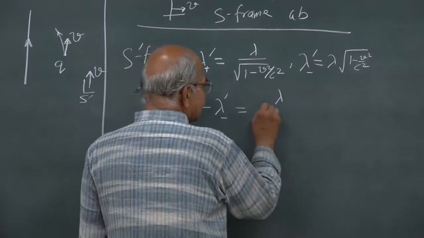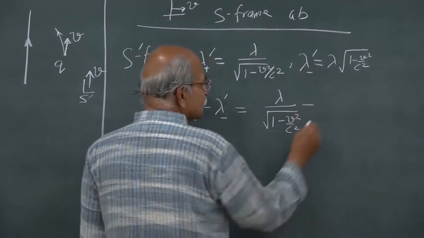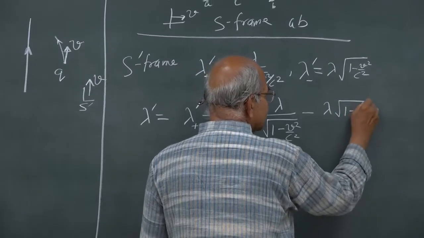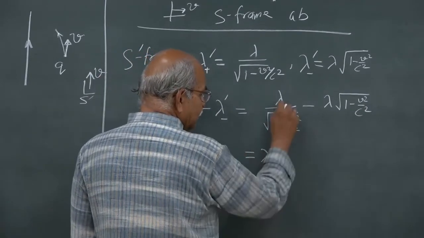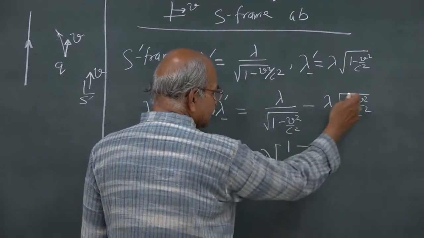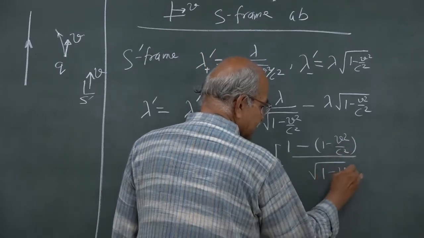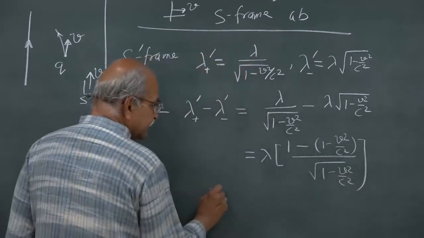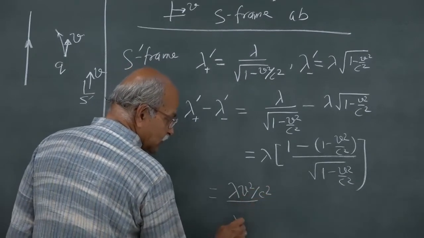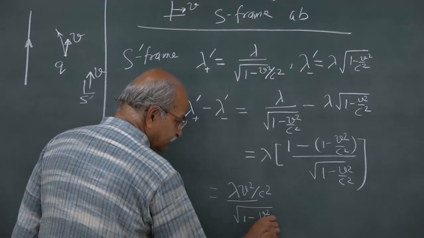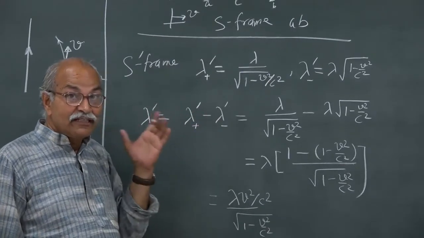So, that will be lambda by square root of 1 minus v square by c square, minus lambda into square root of 1 minus v square by c square. Okay. So, lambda you can take common, and then you have 1 here, minus (1 minus v square by c square), divided by square root of 1 minus v square by c square, and this is lambda into v square by c square, over square root of 1 minus v square by c square. So, this is lambda prime, the net charge density, charge per unit length as seen from S prime.